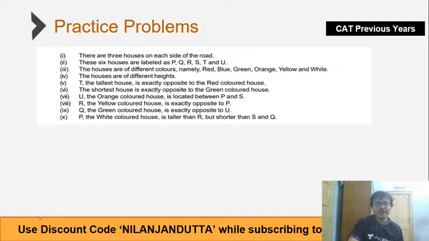So let's see how to go about solving this particular set. Remember there are a total of 6 houses. Now, P is white, Q is green, R is yellow, U is orange. So one thing is for certain that for 4 of them, we have a direct mapping with the color. The only alphabets that are remaining after P, Q, R and U are S and T, and against S and T, the remaining colors other than orange, yellow, green and white are red and blue. So one of S and T will be red, the other of S and T will be blue. Now, what are the questions saying?